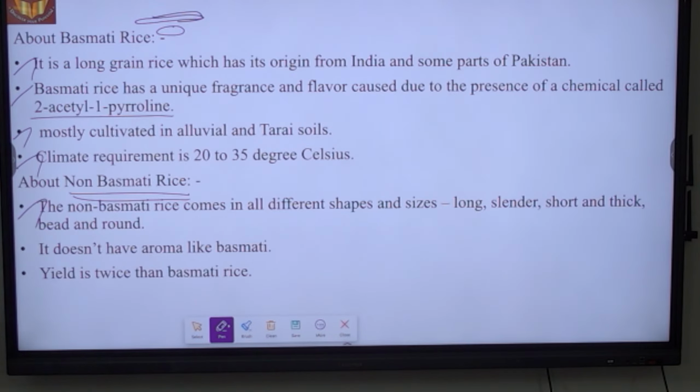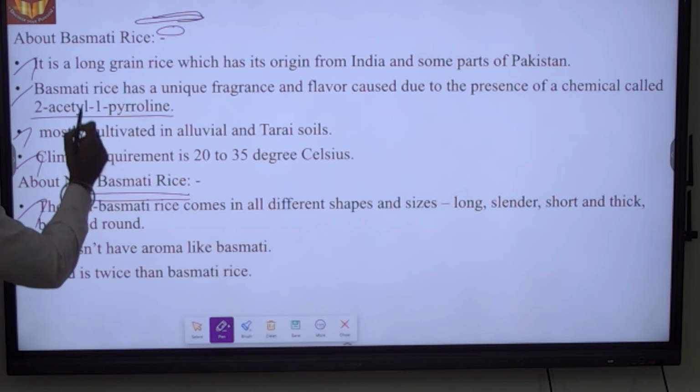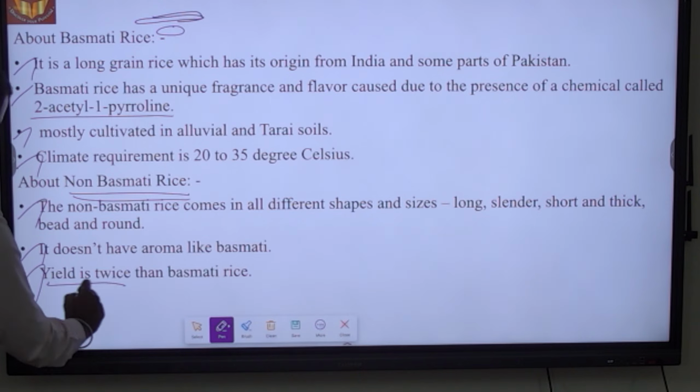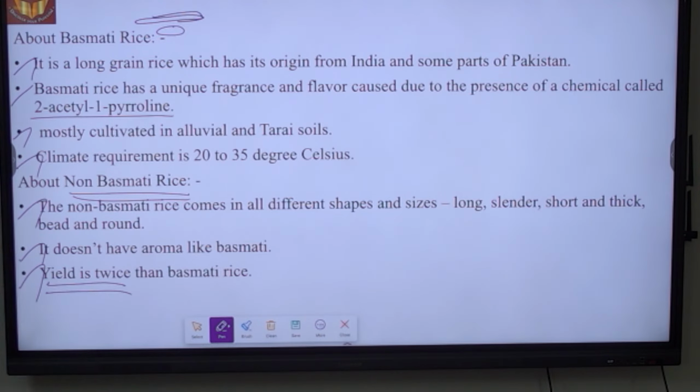But in the case of basmati rice, it will be available only as long grains, not short, small, thin, thick, and so on. The non-basmati rice does not have the aroma that basmati rice has, but the non-basmati rice yield will be twice that of basmati rice.